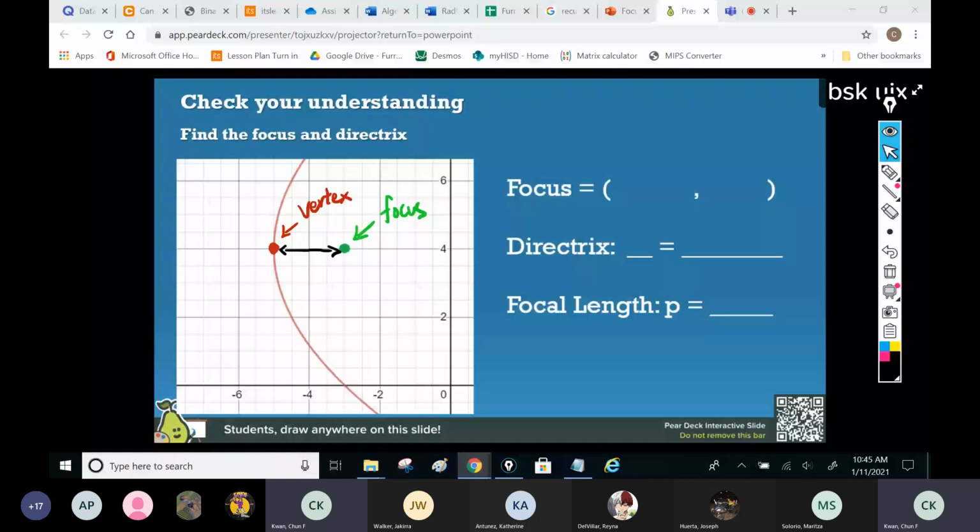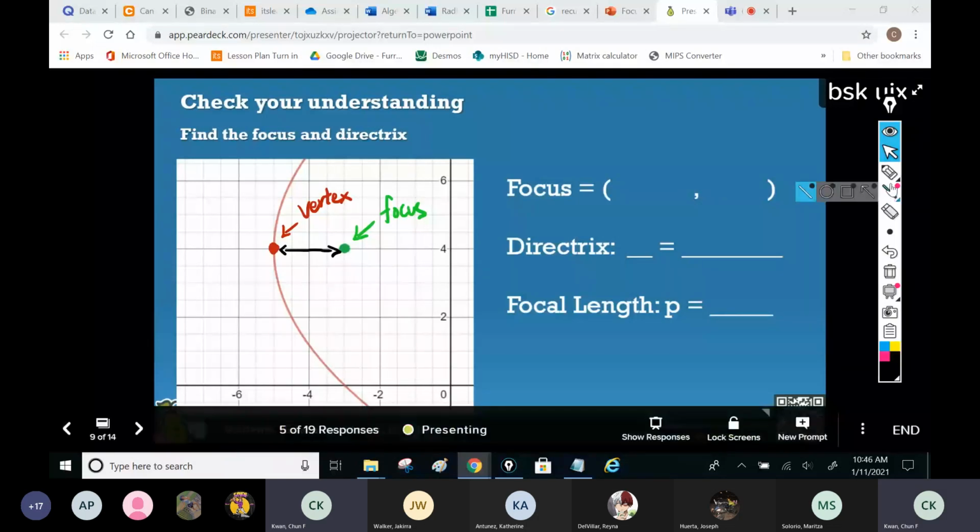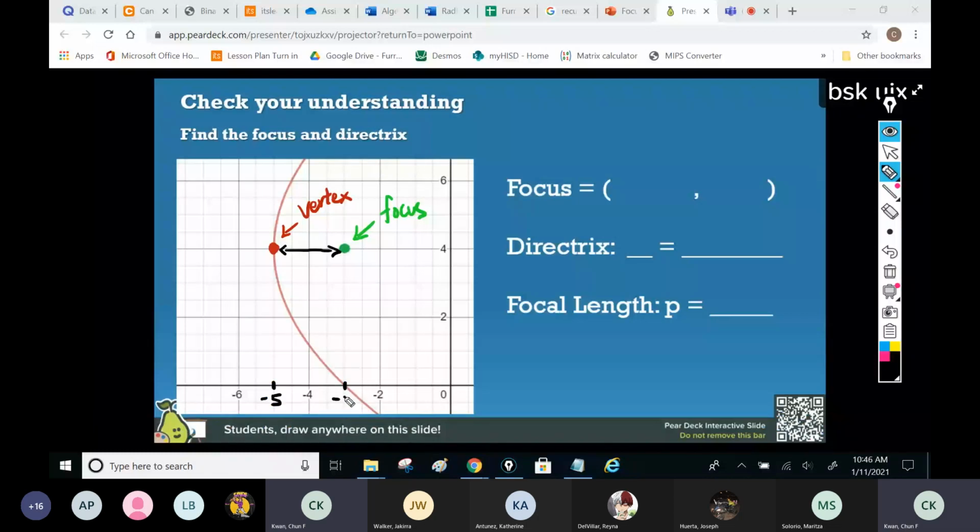So think about where the directrix is and how far away the directrix should be from the focus. And then pay attention to the units, guys. This is -5 right here. This is -3 right here. So they are not really properly scaled. So be very careful with the units.